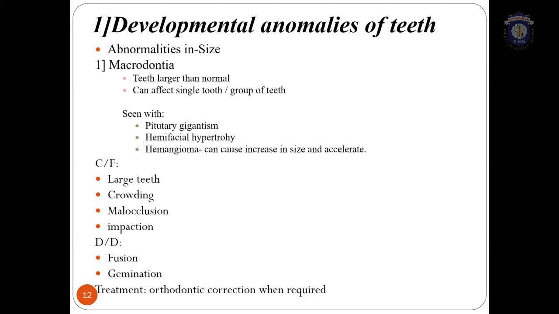Clinically, you will see that the teeth are larger, so it can cause crowding, malocclusion, and certain teeth can also be impacted. You need to differentiate it from fusion and gemination. Orthodontic correction, as and when required, can be done, or veneering of the teeth.